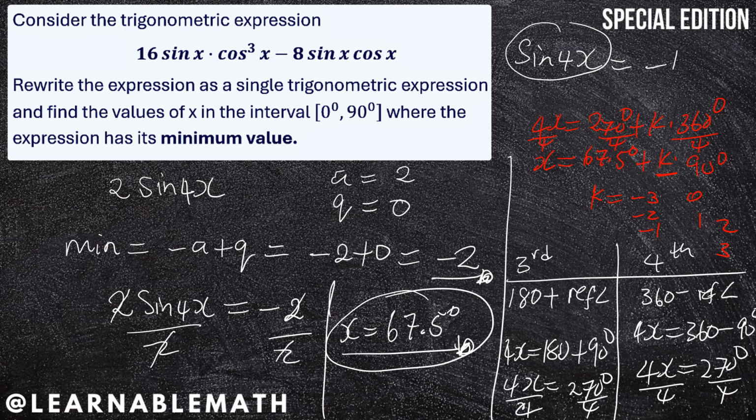So when k is equal to negative 1, it's gonna be negative, so this one won't work. When k is 0, it's just gonna give you 67.5. When k is 1, it's gonna be above the interval, because it's 67.5 plus 1 times 90, which will be 157.5. So the correct answer for our case is 67.5 degrees.